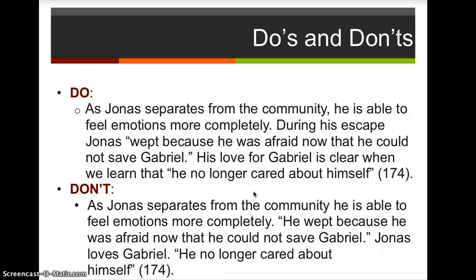In the first example, I have actually woven the quoted text from the novel into my own ideas. As Jonas separates from the community, he is able to feel emotions more completely. During his escape, Jonas wept because he was afraid now that he could not save Gabriel. His love for Gabriel is clear when we learn that he no longer cared about himself. So you can see in the quotes, those are the pieces I borrowed from the novel that the narrator says, and I give you the page number here at the end.